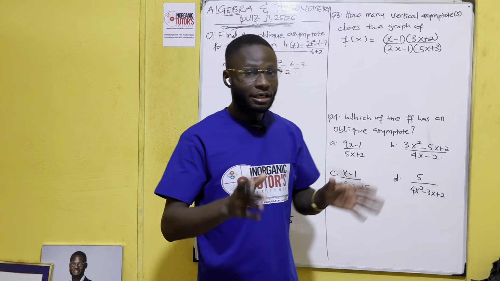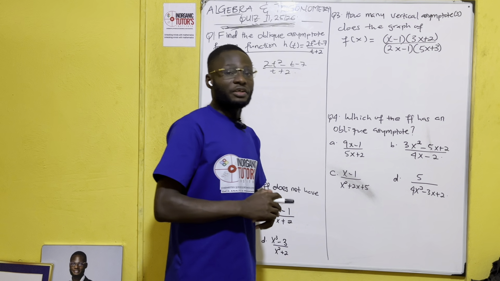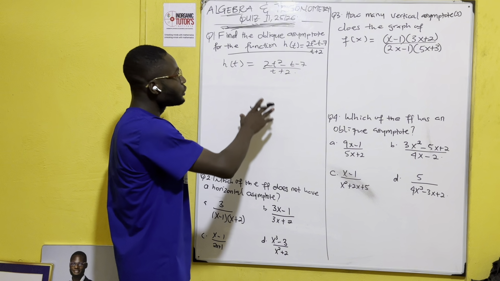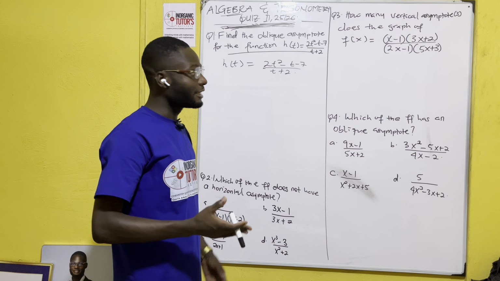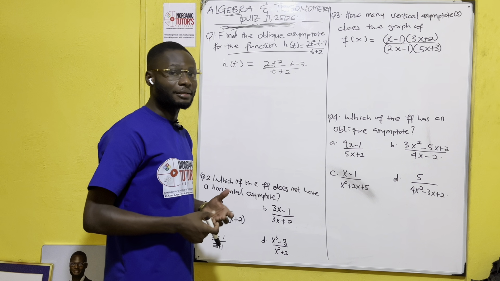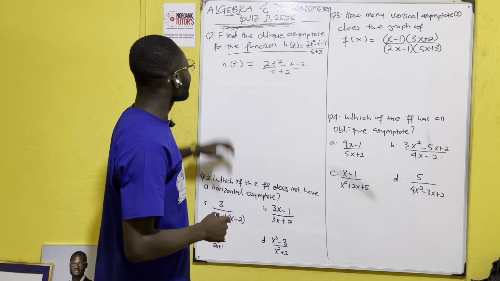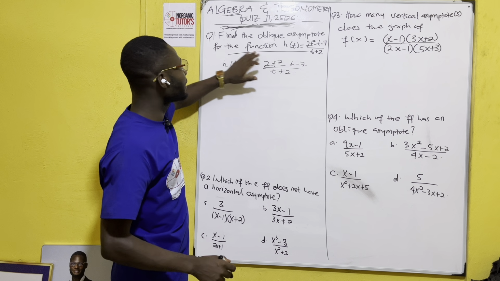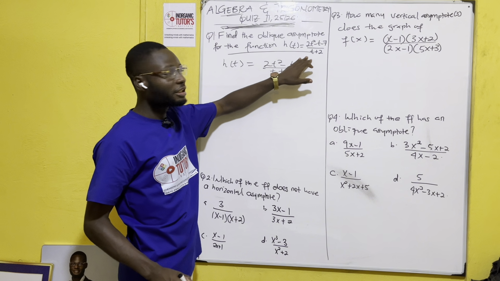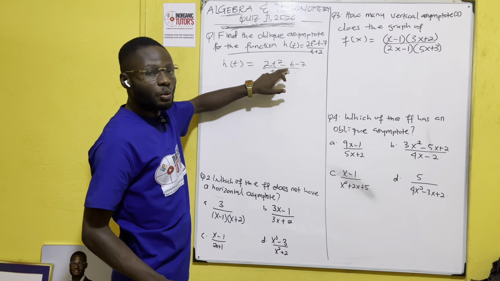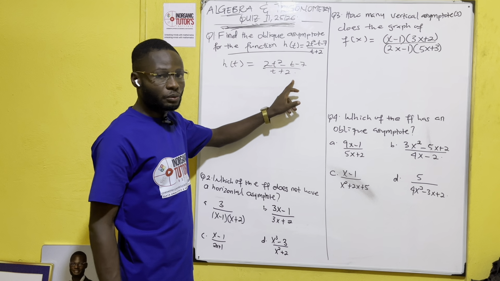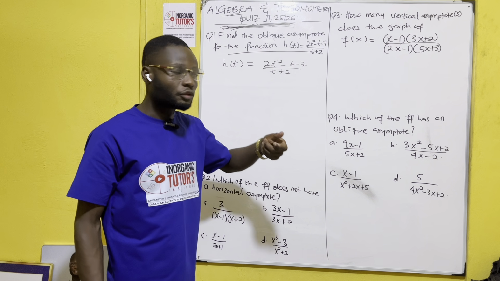So that is the overview of the asymptote concept. Now we are going to look at these questions that will help us understand it much better. The first question says we should find the oblique asymptote for the function h of t equals 2t squared minus t minus 7 divided by t plus 2.